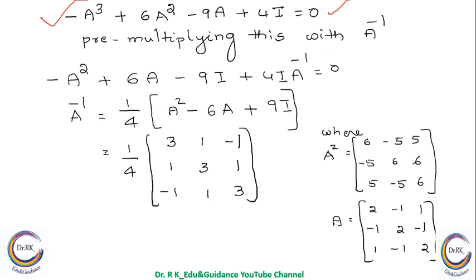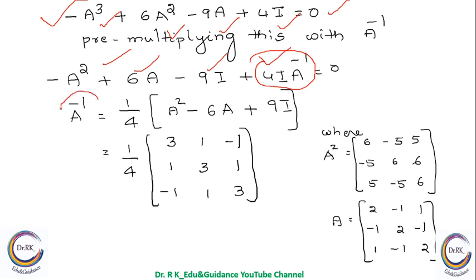Very simple. Pre-multiply this relation by A inverse. Then what happens? This becomes A square, this becomes A, this becomes I, this becomes A inverse. That means minus A square plus 6A minus 9I plus 4 A inverse equal to 0. I into A inverse is nothing but A inverse. So from this we can have A inverse, that is what they are looking for.